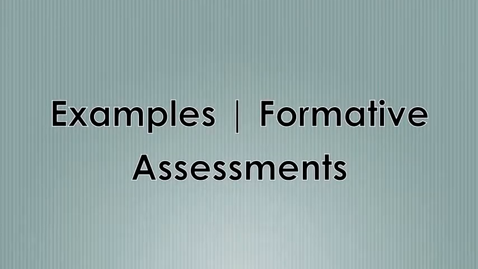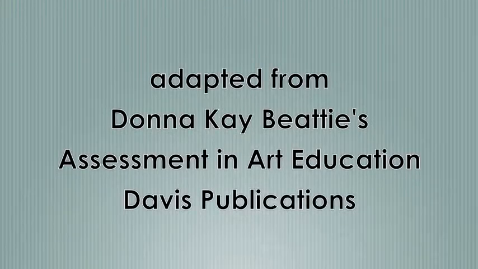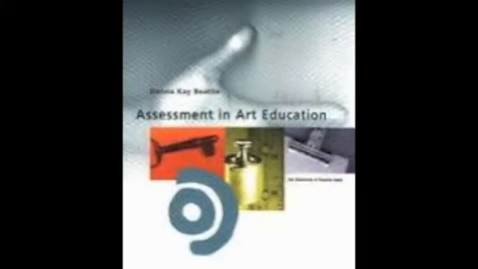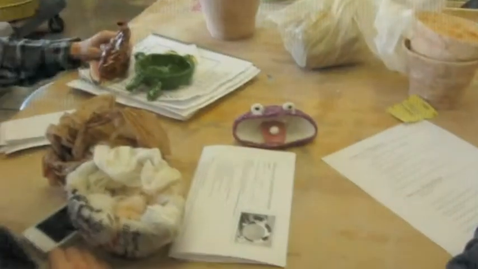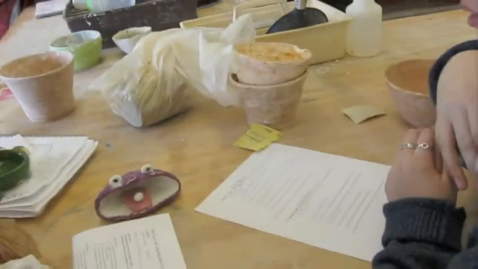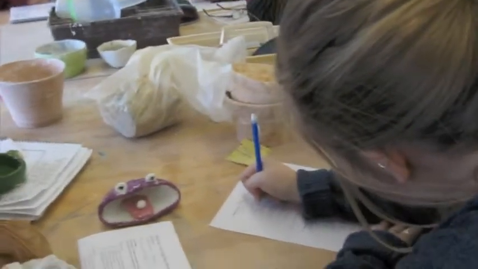Hello everyone. This is a tutorial of examples in formative assessment. Many of these assessments were adapted from Donna K. Beatty's Assessment in Art Education. The assessments are aligned with the Colorado Visual Arts Academic Standards. For more information about alignment and assessments, look at the CDE site and the link on this site as well.